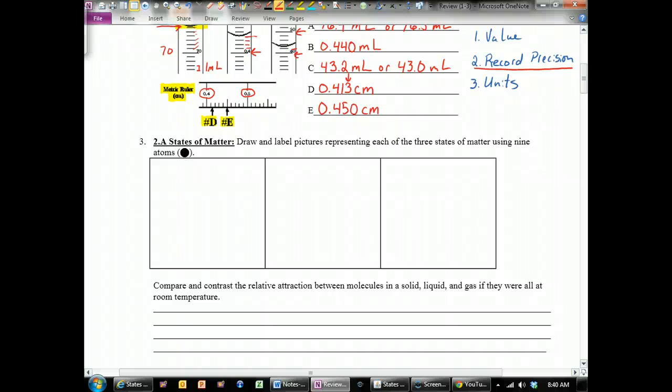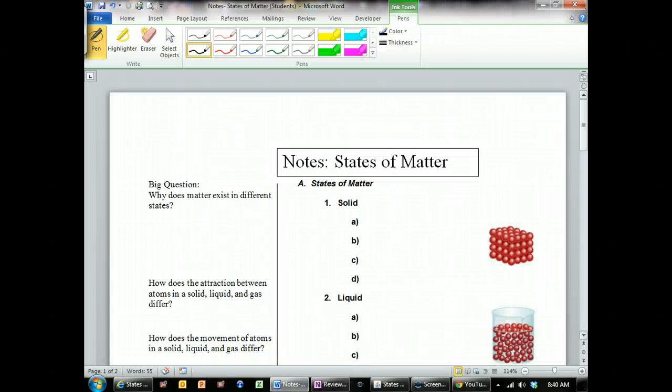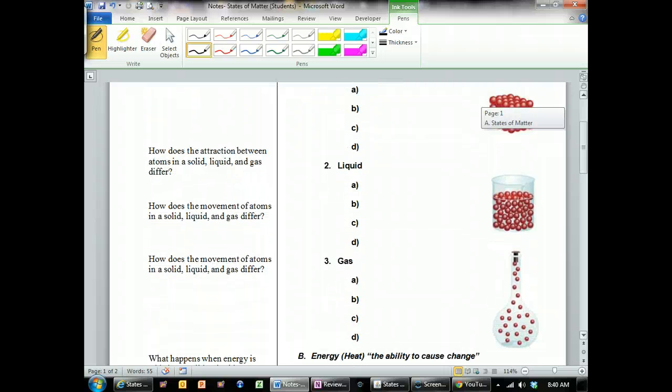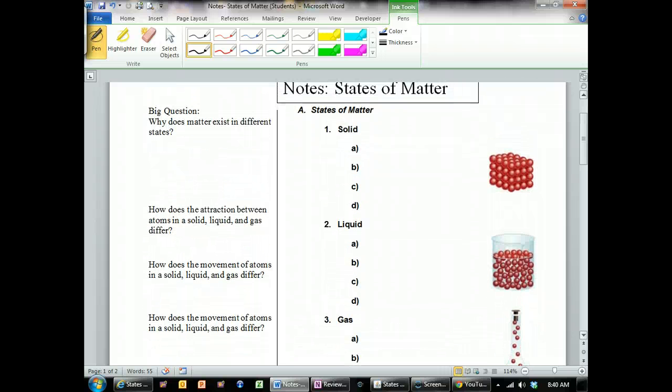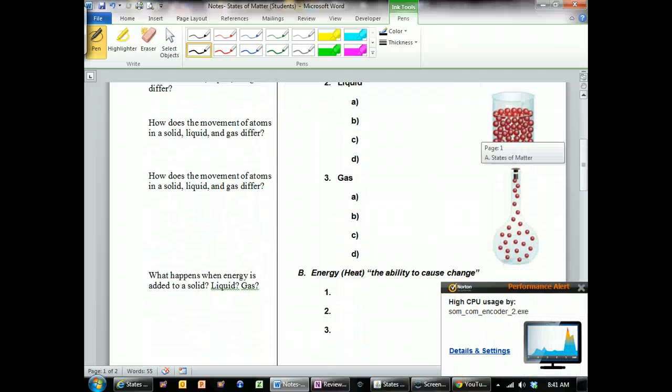This question's to check your understanding of states of matter and your ability to represent them at the molecular level. So we have 3 states of matter that I want you to show: solid, liquid, and gas. If you want to reference anything, you can look back at your notes that we took at the beginning of the year. This sheet has some notes on it that we're going to use for this. And so visually, these are the solids, liquids, and gas models that I want you to use.